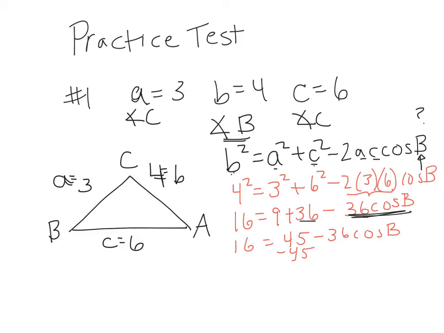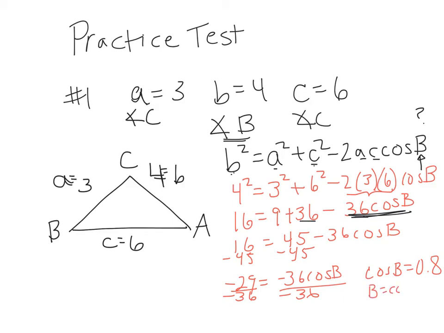Subtract 45 from both sides, and you get minus 29 equals minus 36 cosine of b. Divide both sides by minus 36, and you find out that the cosine of b is going to equal 0.8. And now you cosine inverse both sides. So b is going to equal the cosine inverse of 0.8. And you get b equals 36 degrees.